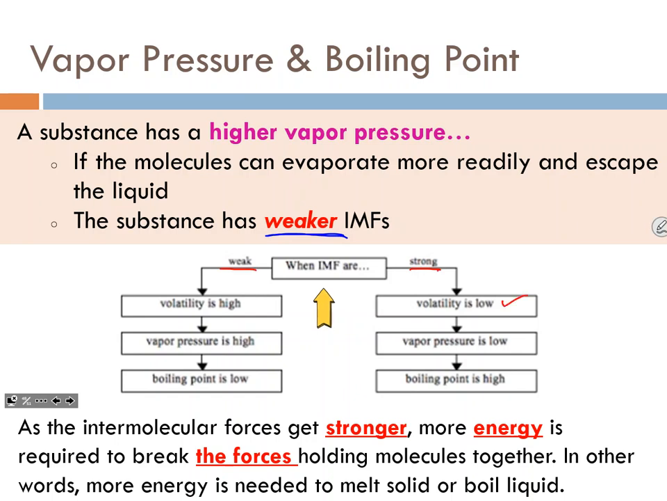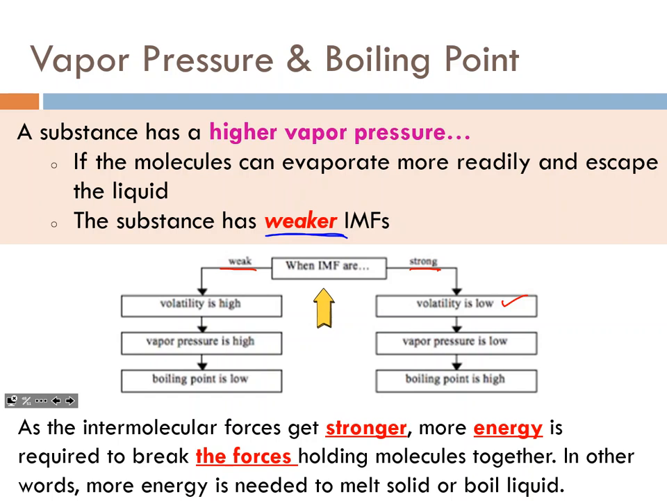Now volatility: a volatile liquid is one that usually evaporates pretty fast. Like alcohols and gasoline, some of these where you don't want to leave them uncovered because they'll evaporate out. That is what a volatile liquid would be.